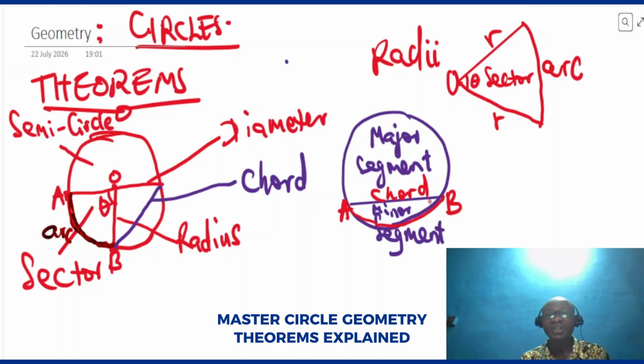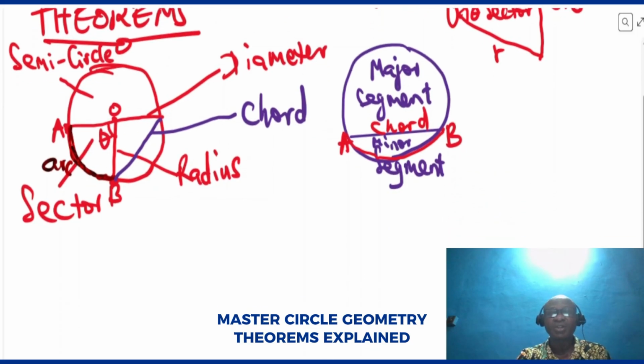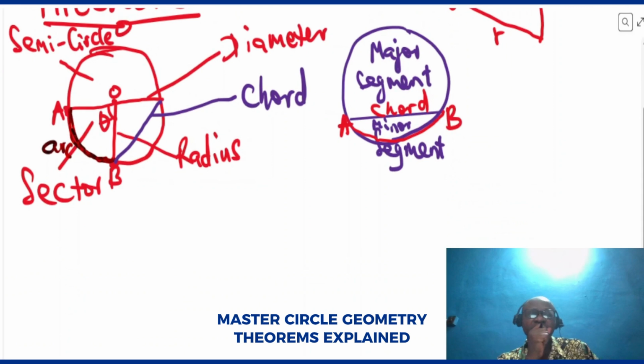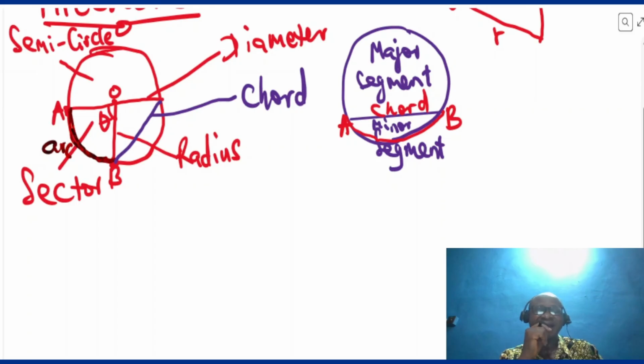We also use all these things in geometry, not only in mensuration. Now, let me summarize what I have done so far. I've told you that in a circle we have a semicircle, a radius, and an arc. I've told you that in a circle there is an angle subtended at the center, a sector, and also a chord.